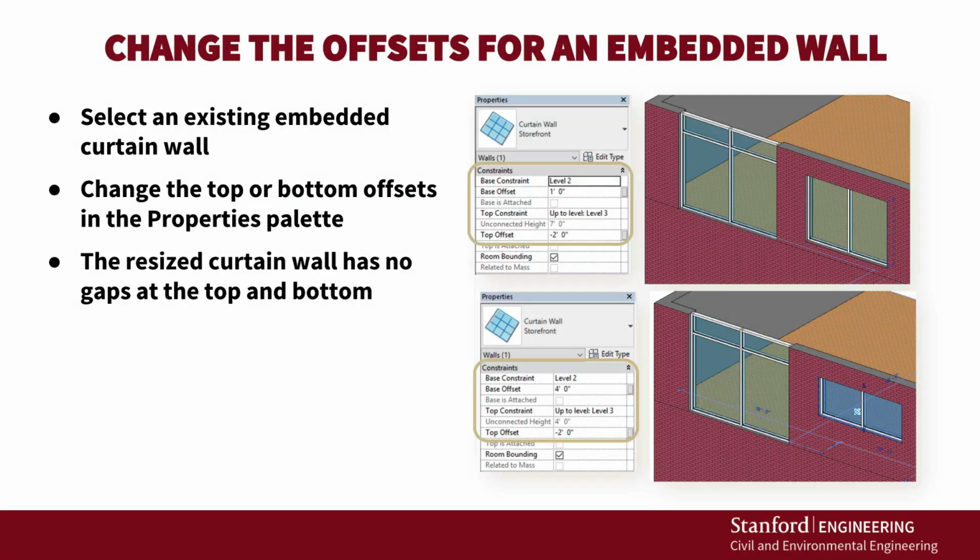Later, if you change the offsets for the embedded wall by selecting the embedded curtain wall and changing the top or bottom offsets in the Properties palette, you'll see that the resized curtain wall has no gaps at the top or bottom. The basic wall, which has the curtain wall embedded within it, automatically adjusts to resize itself and fill in any of the gaps, hugging up to the new size of the curtain wall opening.